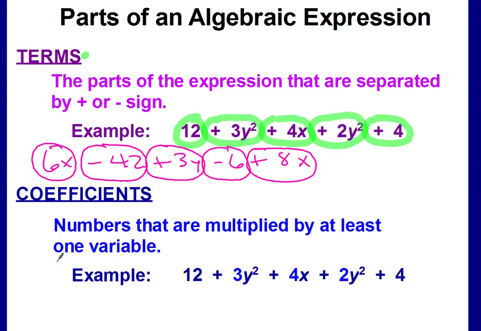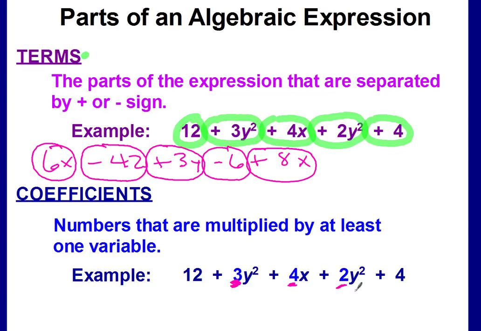We've already talked about coefficients. Go ahead and write it down in your notes. Coefficients are numbers that are multiplied by at least one variable. So 12 is not a coefficient because there is no variable. 3 is a coefficient because it's multiplying by y squared. Remember, it tells you the number of groups of the variable that you want. We want 3 groups of y squared. 4 is a coefficient. We want 4 groups of x.